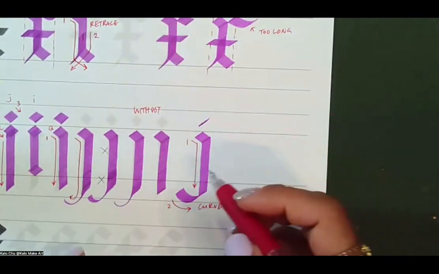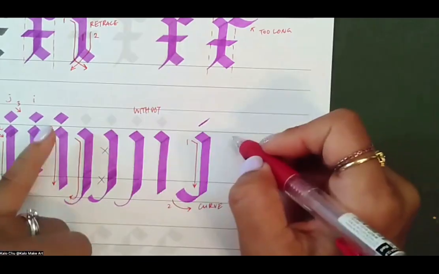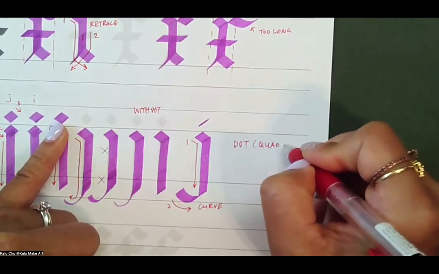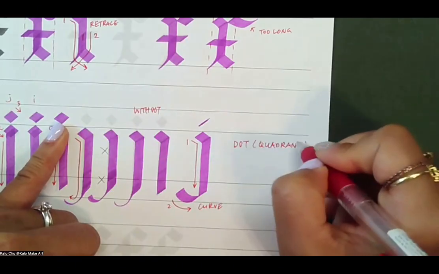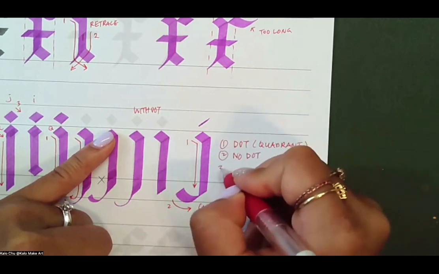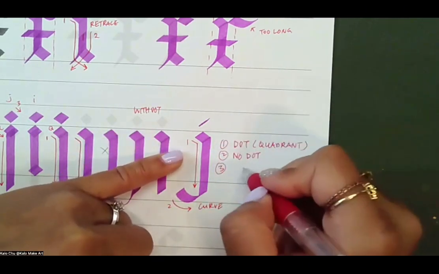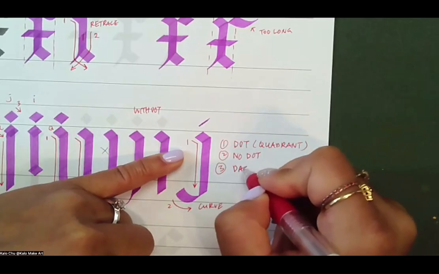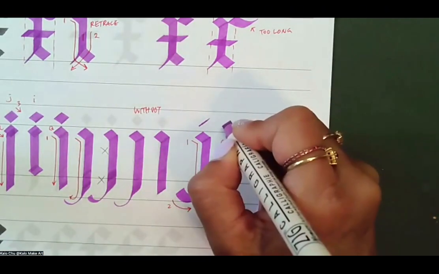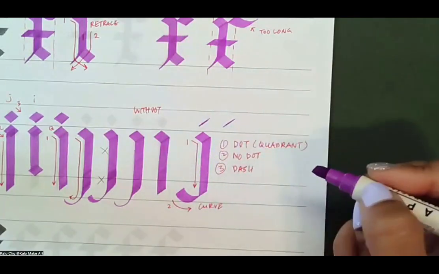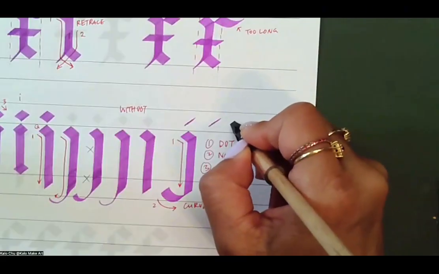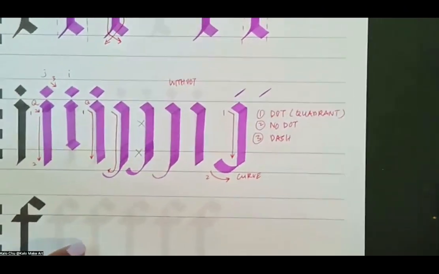Now, to summarize, so we don't want this one, you can have either with a dot, with a diamond square, so the quadrant. You can have nothing, no dots, or you can have this like a dash kind of, I don't know how to describe this, but this line here, okay? So you just bring your nib upwards. The same with the pointed, sorry, I keep saying pointed nib, but with the dip pen, you just come up lightly with the hairline, okay?